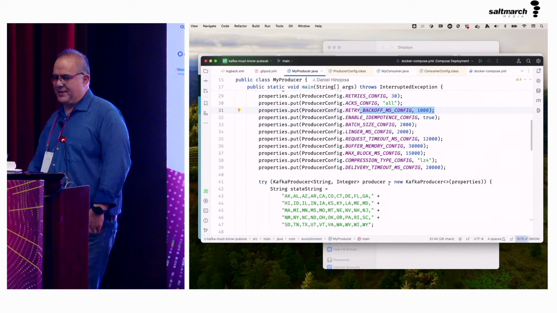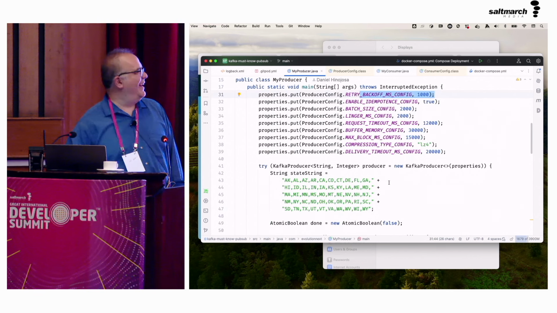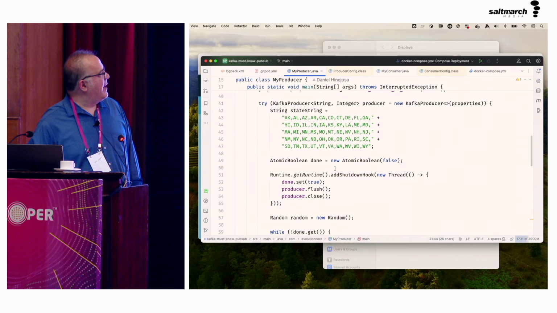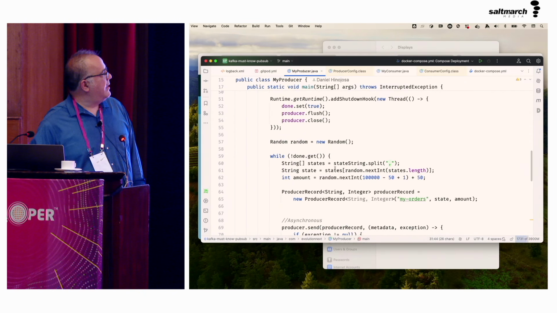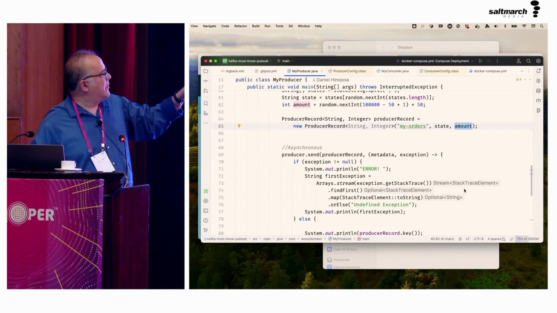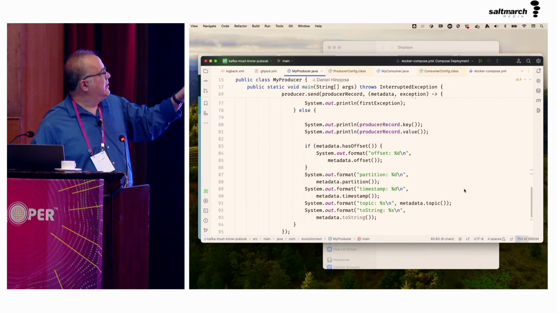Sorry, I already made this example, but I'm using US states. I'll describe what those states are, but what I'm going to do is randomly choose a state, and I'm going to put everything into my orders, which is the topic here. The key is going to be the state, and the value is going to be the amount.